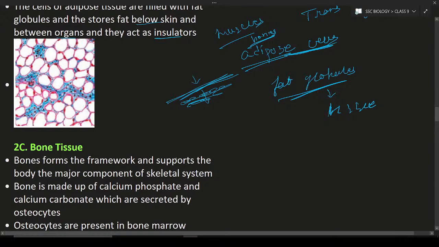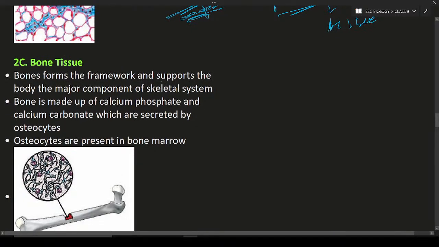Remember, adipose tissue is a type of tissue mainly involved in the storing of fat. So next is bone tissue. Bones are the framework.